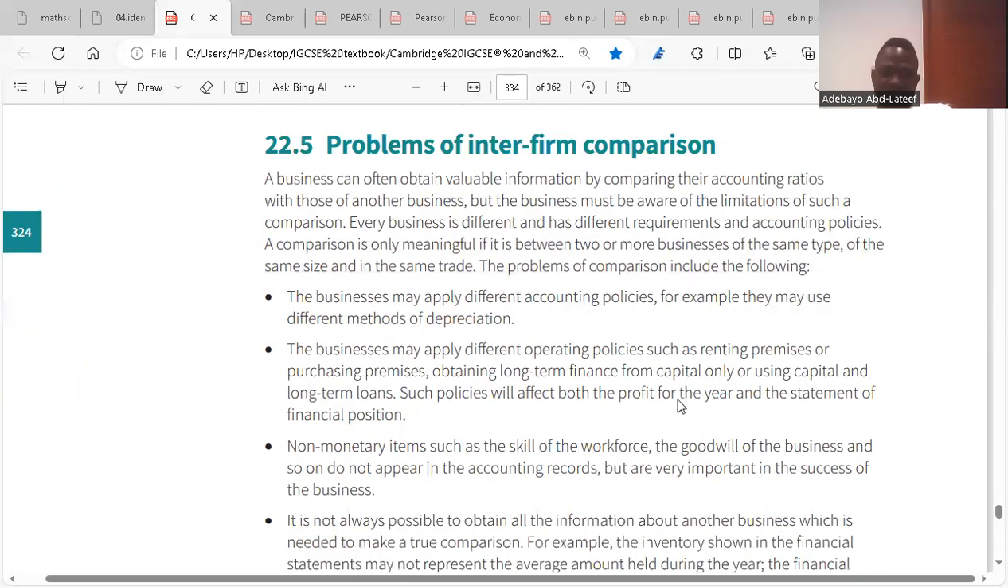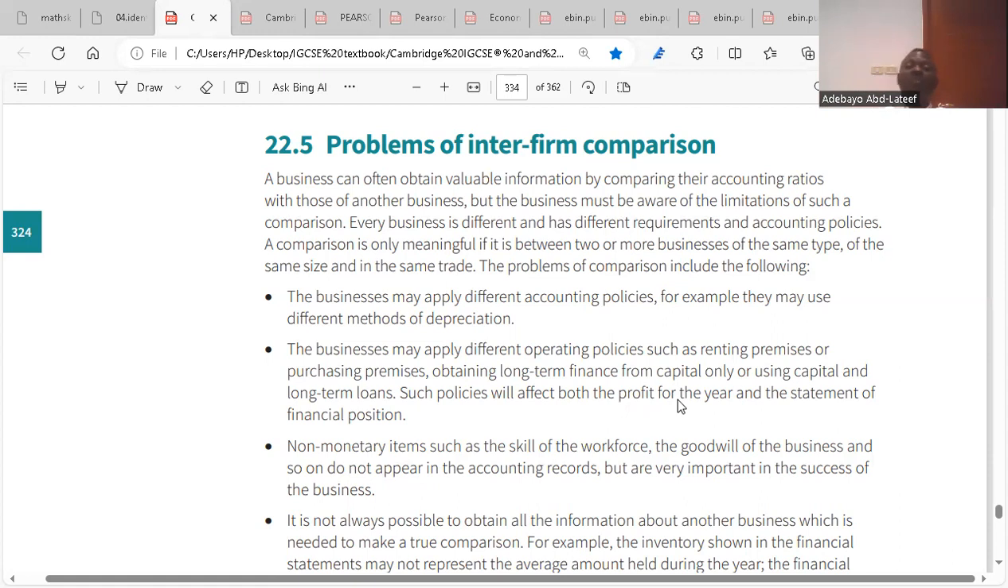Yeah, that's fine. So let's go to problems of inter-firm comparison. When you are comparing two firms, they said a business can often obtain valuable information by comparing its accounting ratios with those of another business. But the business must be aware of the limitations of such a comparison. Every business is different and has different requirements and accounting policies. A comparison is only meaningful if it is between two or more businesses of the same type, of the same size, and in the same trade. The problems of comparison include the following.